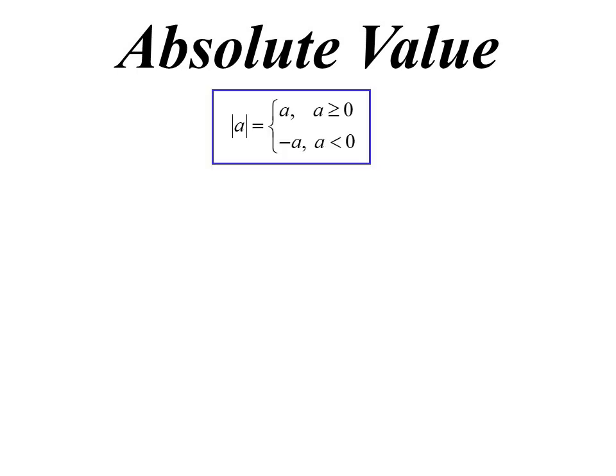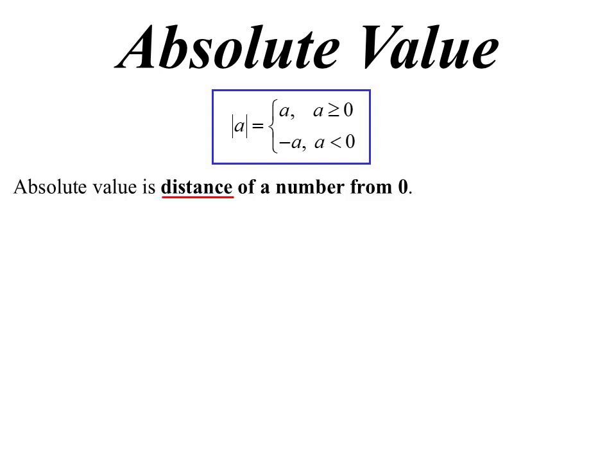Our absolute value function, which is a very important function. There's our definition. That is the definition of absolute value of A. Absolute value of A takes on the value of A if A is a positive number or 0. But it takes on the value of negative A if A is a negative number. In other words, it's always positive.